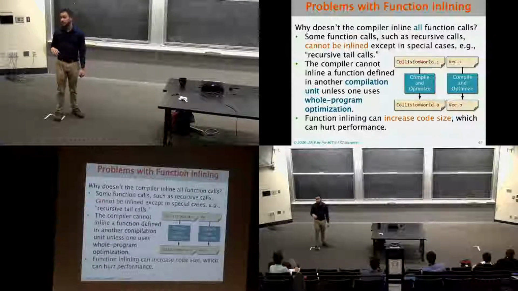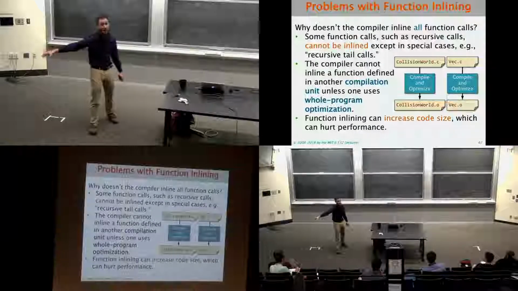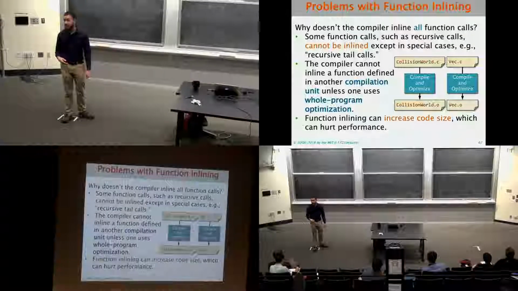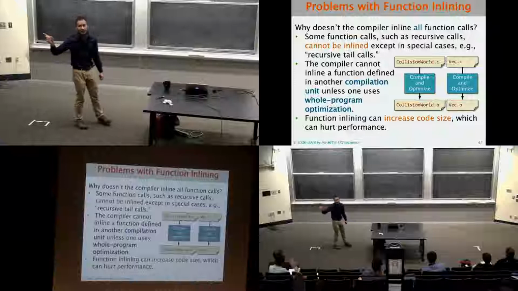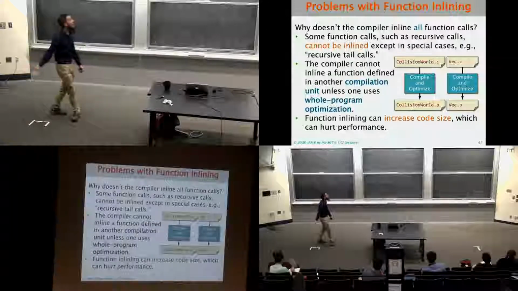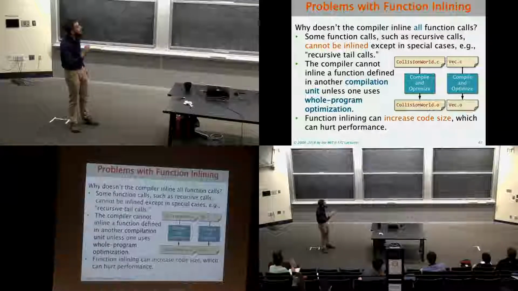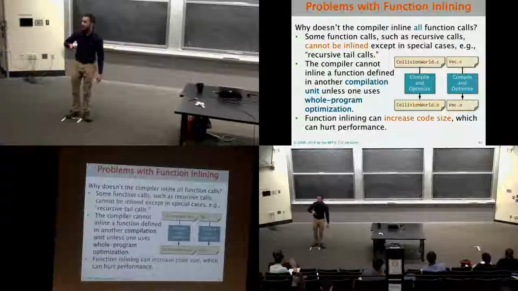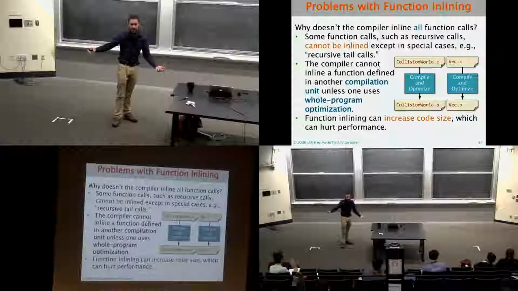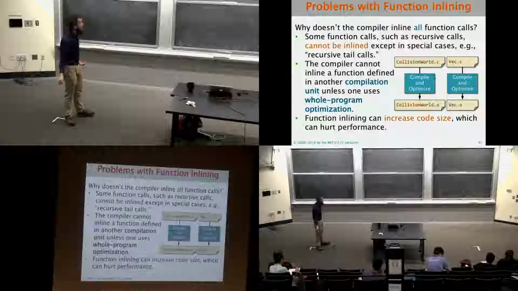The compiler has another problem, namely if the function that you're calling is in a different castle, if it's in a different compilation unit, then literally in a different file that's compiled independently, then the compiler can't very well inline that function because it doesn't know about the function. It doesn't have access to that function's code. There is a way to get around that problem with modern compiler technology that involves whole program optimization. And I think there's some backup slides that will tell you how to do that with LLVM. But in general, if it's in a different compilation unit, it can't be inlined. And finally, as touched on, function inlining can increase code size, which can hurt performance.